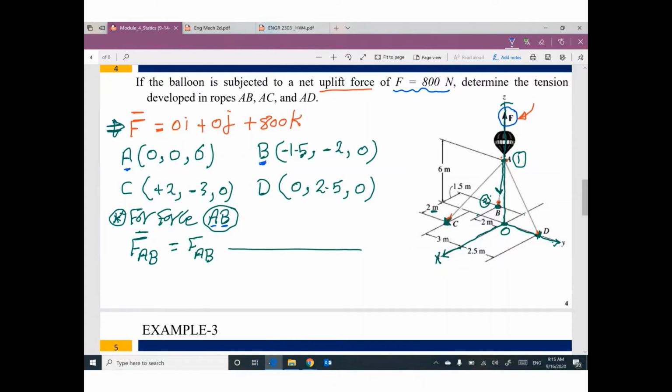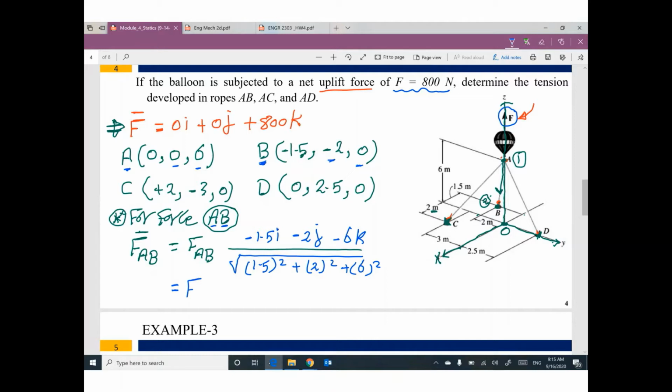Minus 1.5 minus 0 will be minus 1.5i. Minus 2 minus 0 will be minus 2j. 0 minus 6 will be negative 6k. Divide by the square root of this value squared, this value squared, this value squared. I don't care about the sign, positive or negative, because the square doesn't care. So the final format will be something like this.